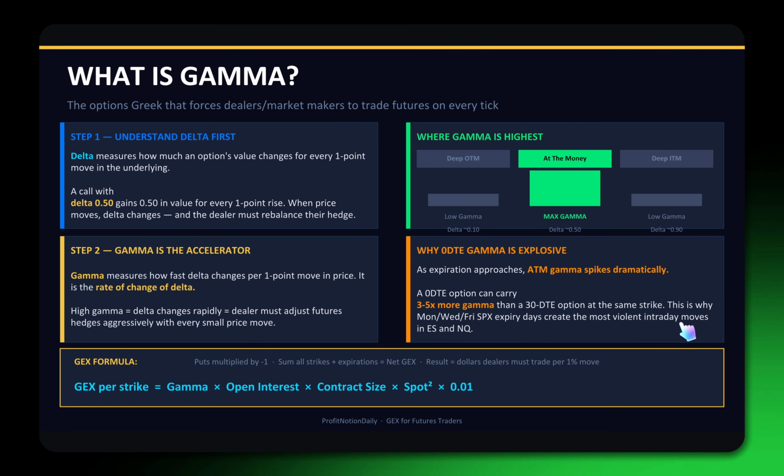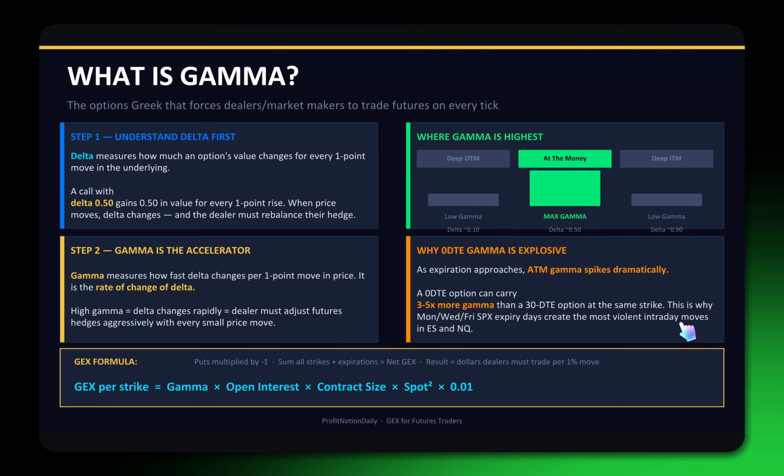So when price moves, the delta changes. The whole idea for market makers and dealers is that they then have to hedge that change in delta to remain neutral. Now gamma, which is what we care about, measures the acceleration. It's the rate of change in delta. So it's like a derivative, a derived metric off a derived metric, off a derived instrument.